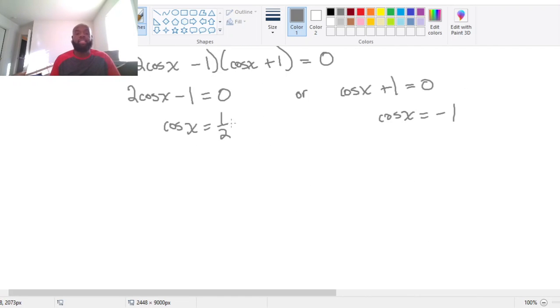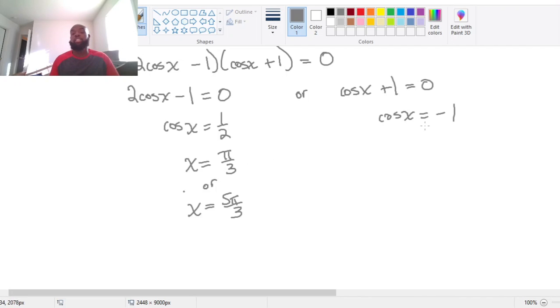But cosine of x equals 1/2. Find the angle between 0 and 2 pi that has an x coordinate of 1/2. Well, that happens at pi over 3. And that also happens at 5 pi over 3. Right? In the first and the fourth quadrant, cosine is positive, and so we get those two solutions there.